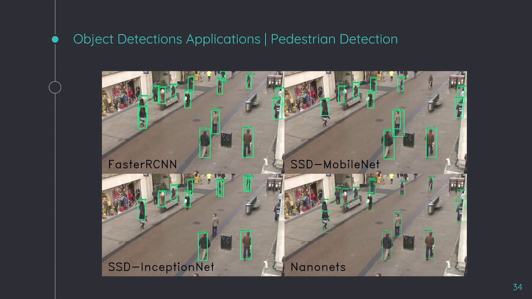And then another application is pedestrian detection. This can be used for many applications such as people counters in public places, and for autonomous vehicles or autonomous mobile robots, we can use this for avoiding pedestrians by using object detection to detect them.